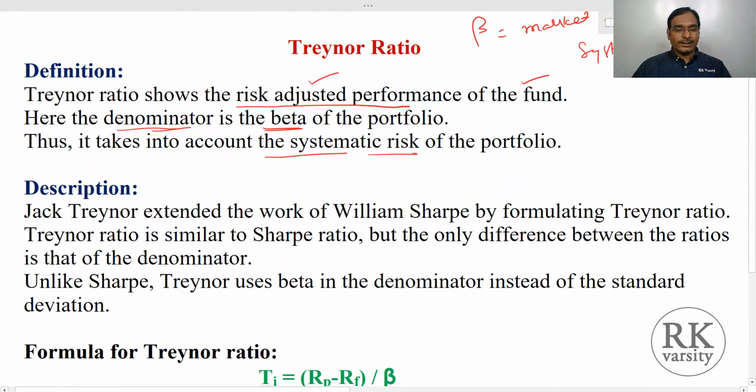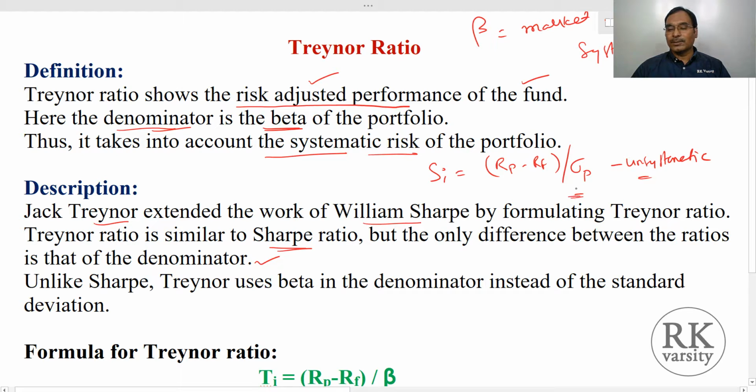Now this Treynor index is an extension of the work by Jack Treynor, who extended the work of William Sharpe by formulating the Treynor's ratio. So the Treynor ratio is similar to the Sharpe ratio, but the only difference between the two ratios is the denominator. In the Sharpe index, the numerator is the return on a portfolio minus the risk-free rate, and the denominator is the standard deviation of the portfolio, that is, unsystematic risk or stock specific risk is considered in the Sharpe index, whereas in Treynor's index the denominator is a beta value. The numerator of risk premium is going to be the same.